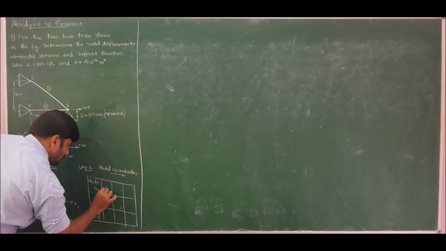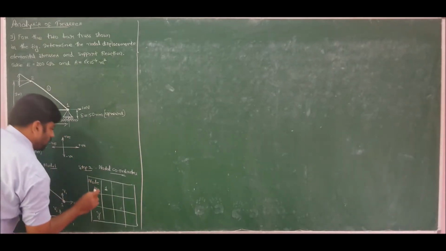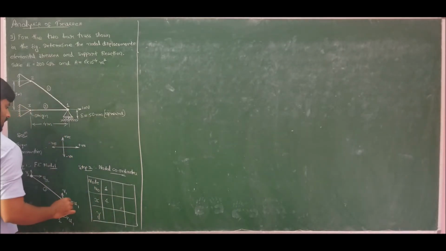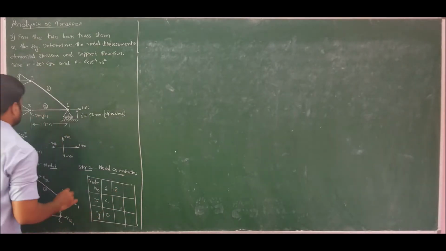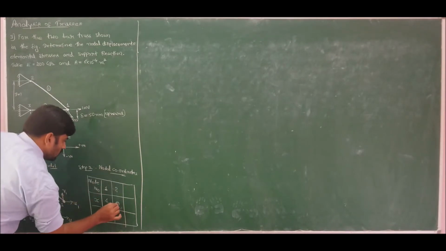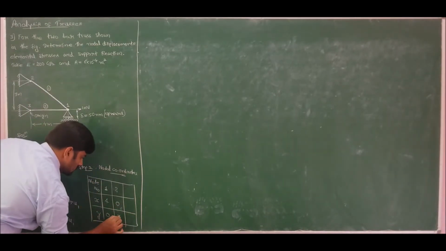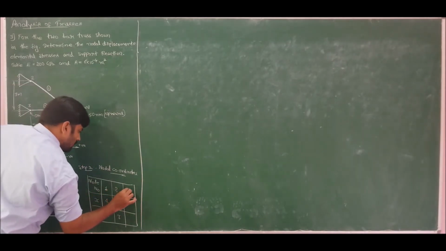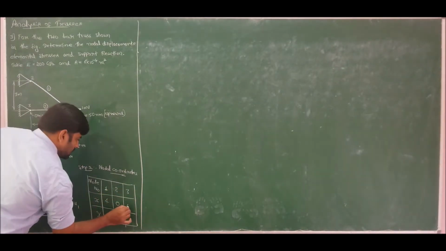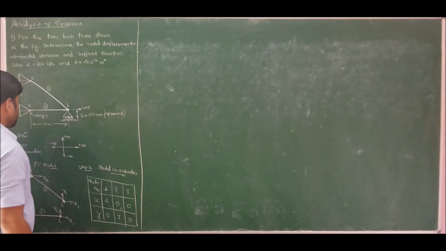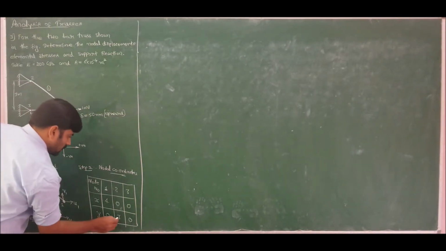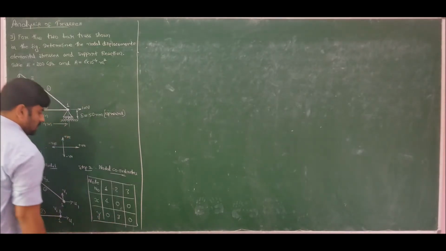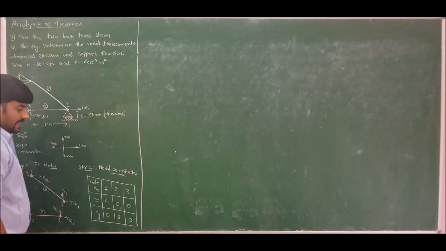For node number 1, the value of x is 4 meters and the value of y is 0. For node number 2, the value of x is 0, the value of y is 3 meters. Next, for node number 3, the value of x is 0, the value of y is also 0. So this is about nodal coordinates. All the dimensions are in meters. Kindly make a note. Let us solve this problem throughout in meters itself.